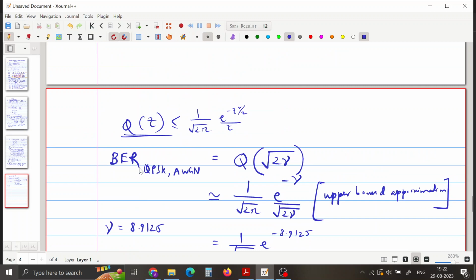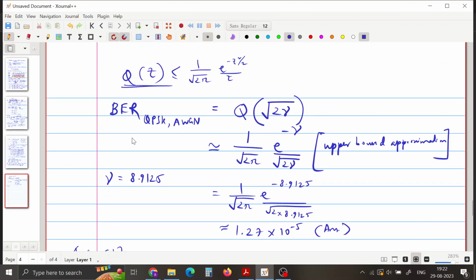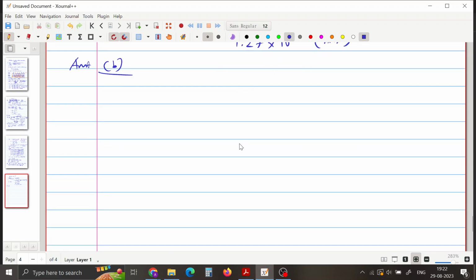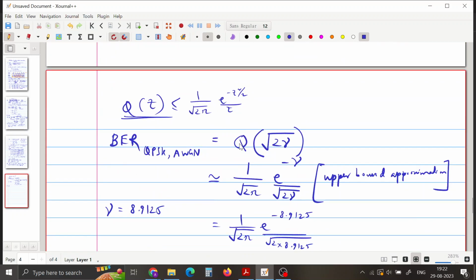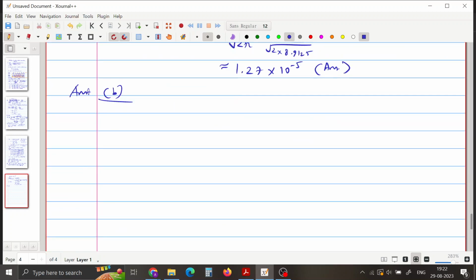So that's the upper bound, and that is fairly equal to your exact value. If you actually calculate the exact value from the Q function calculator, instead of using this approximation, you would be getting something around 1.21 into 10 to the power minus 5, which is fairly close to this approximate value, which is 1.27 into 10 to the power minus 5. So that's it. Now going to the sixth question.